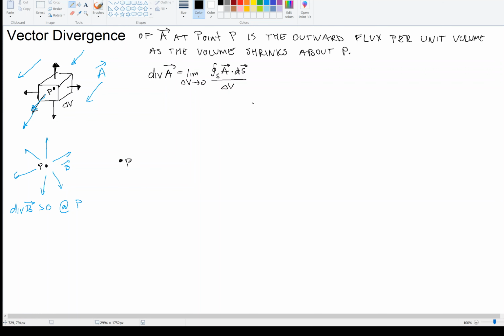If we had a point P and a vector field C that looked like this at point P, this is the opposite of diverging. This is converging, and the divergence of C is negative here. There is inward flux at point P, so the divergence of C is negative. And let me give you a case where the divergence is 0. Here's our point P, and I'll draw in red. Maybe we have arrows like this.